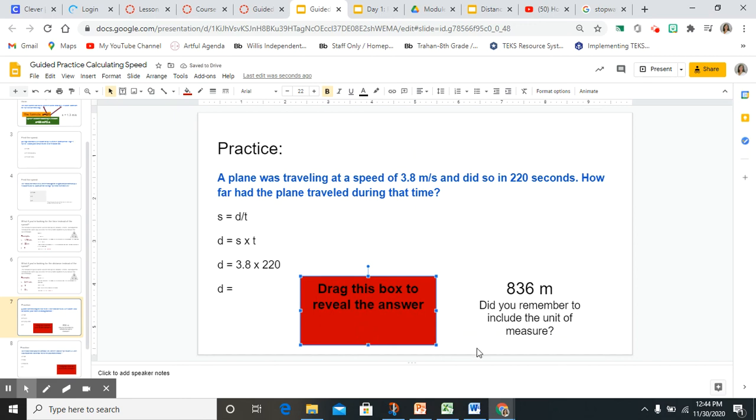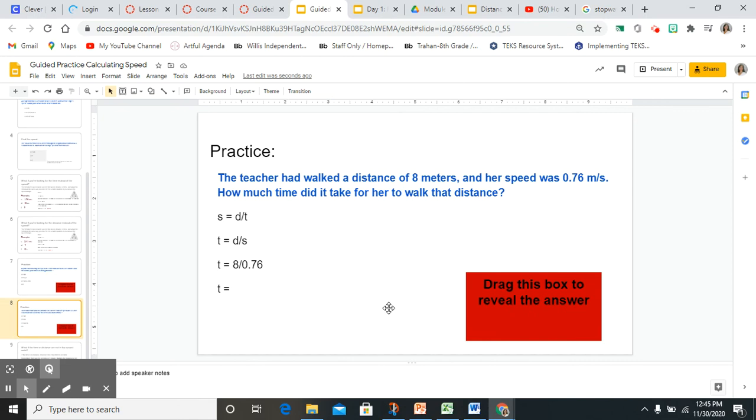Notice that I put a little note in here. Did you remember to include your unit of measure? Next, the teacher had walked a distance of 8 meters and her speed was 0.76 meters per second. How much time did it take for her to walk that distance?